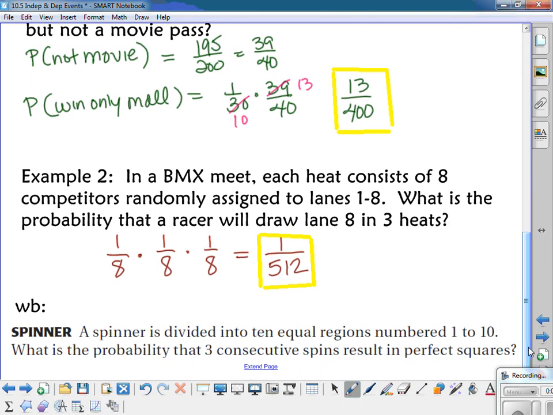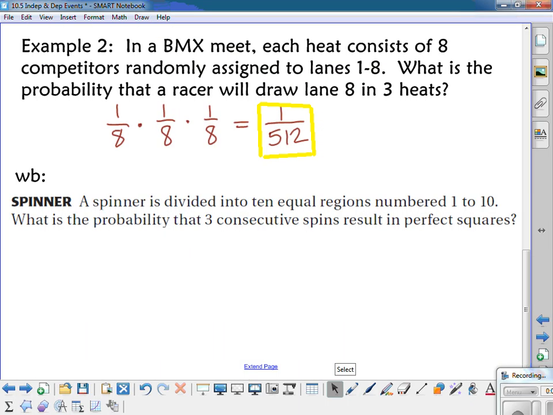So how about, I'm going to let you guys do this one on your own. A spinner is divided into 10 equal regions numbered 1 to 10. What's the probability that 3 consecutive spins will result in perfect squares?